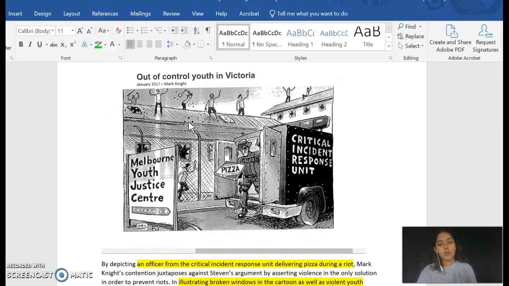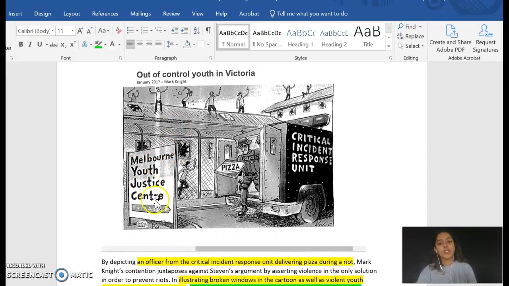So I hope that helps with the image analysis. Describe an element. Describe like 3 or 4 different elements in the piece and its intended impact on readers.